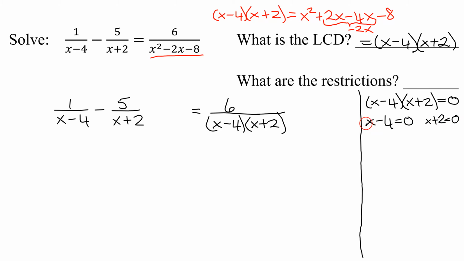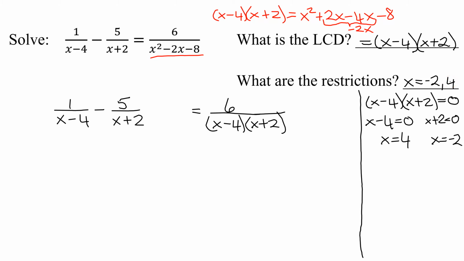So on the first one, x minus 4 equals 0. Add 4 to both sides. We get x equals 4. On the second one, x plus 2 equals 0. Subtract 2 from both sides. We get x equals negative 2. So our restrictions are x equals negative 2 and 4. If we get one of these numbers as a solution, we have to throw it out. It's an extraneous solution because it will turn at least one of our denominators into 0.